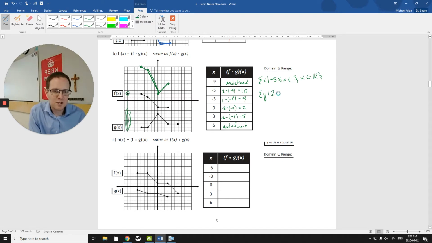The min point here is 2. My max is 10. So just abstract the y values.